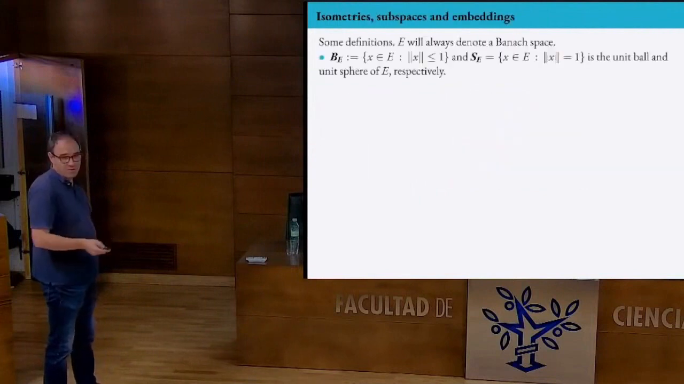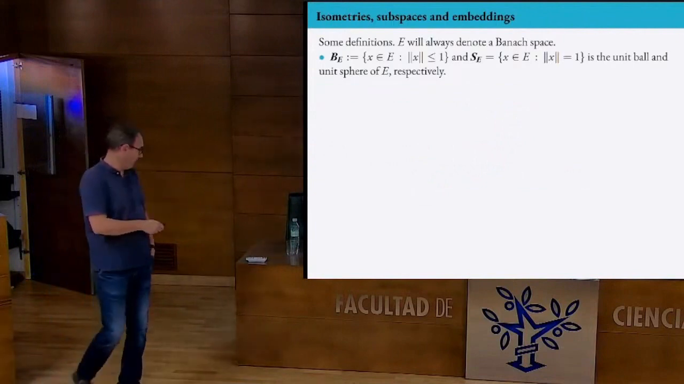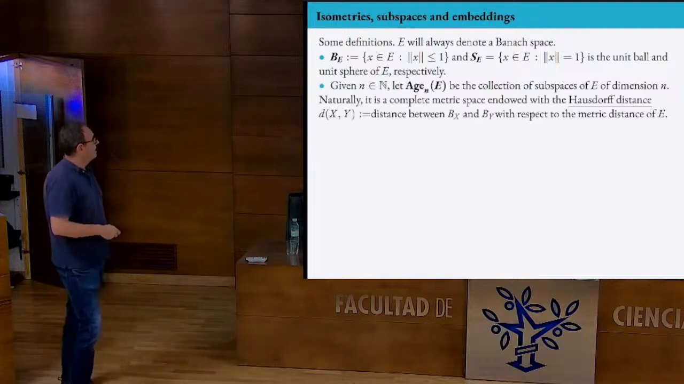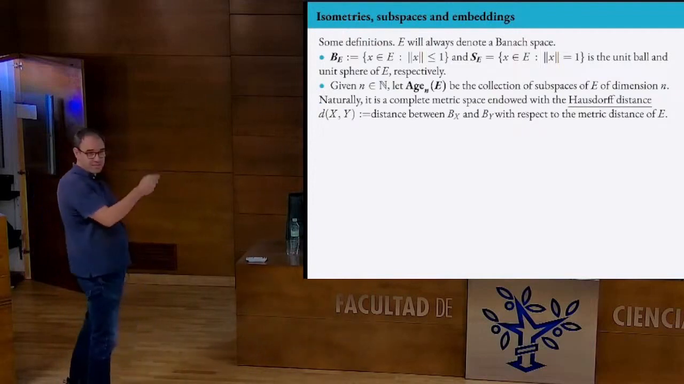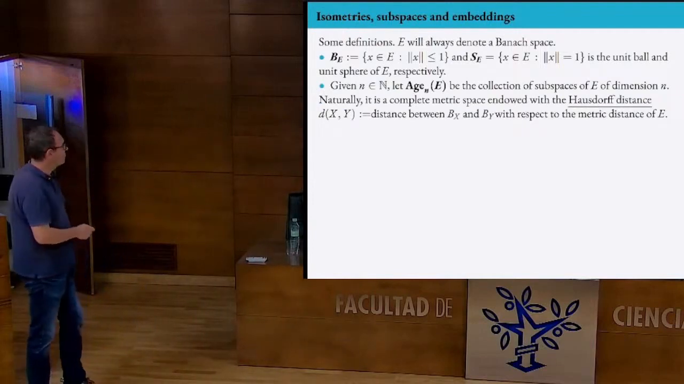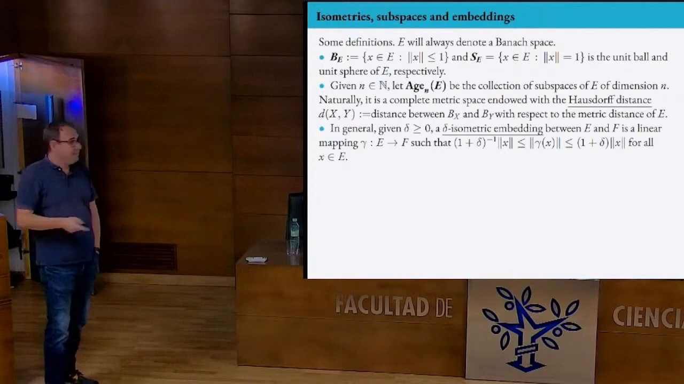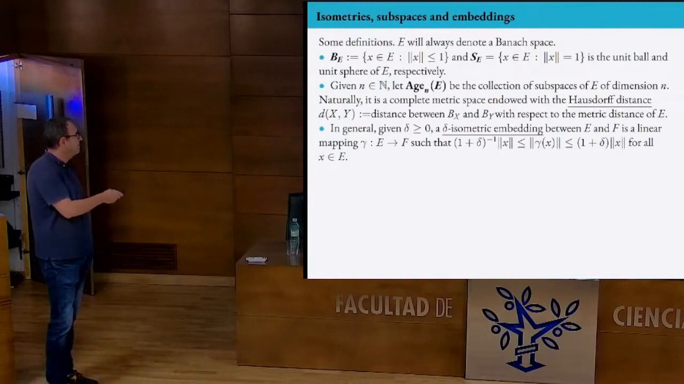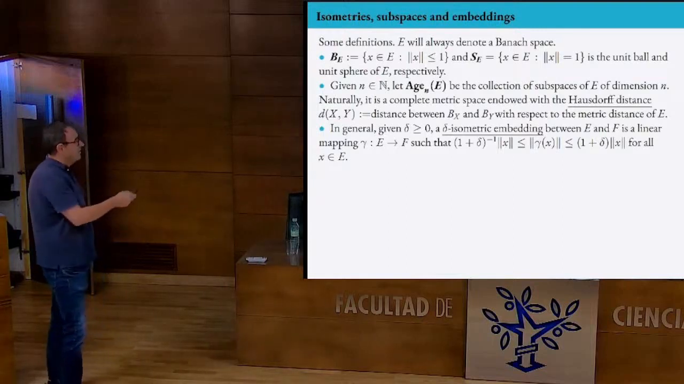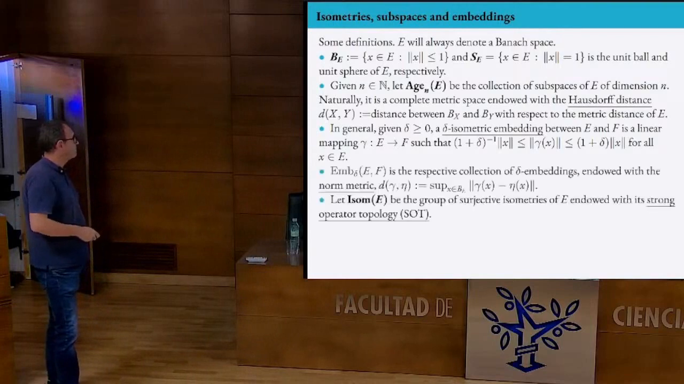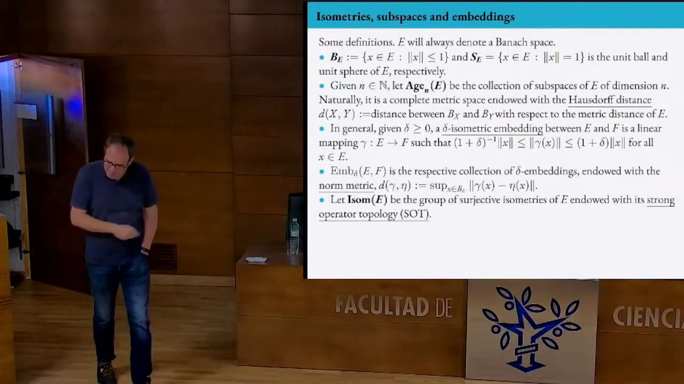Okay, some standard terminology: B_E and S_E are the ball and the sphere of E. H_n(E) is the collection of n-dimensional subspaces of E, with the Hausdorff distance between their unit balls, making it a metric space. Delta isometry is what you know. There are several definitions. We choose this one to be a little symmetric. So up to delta, you are an isometry, yes? Delta embeddings is the collection of all these embeddings with a metric norm.